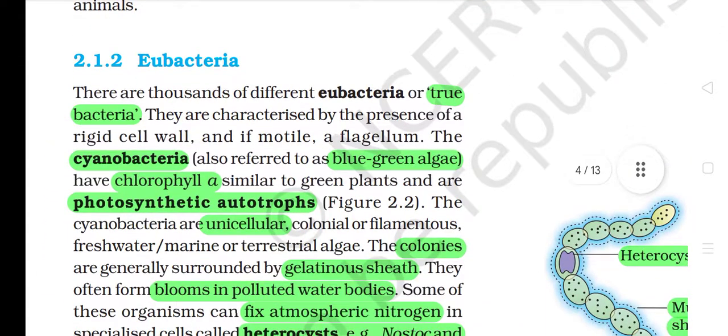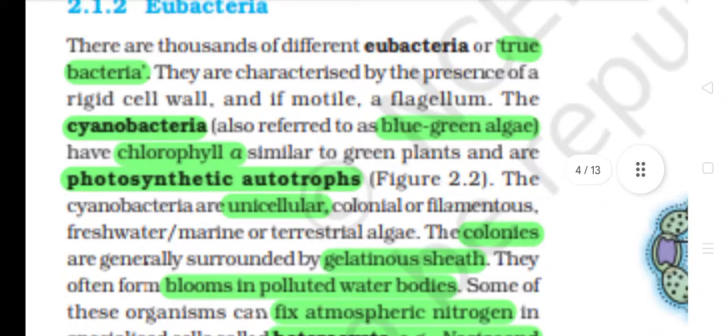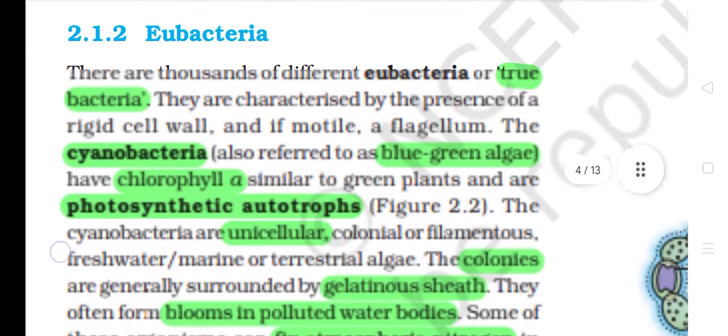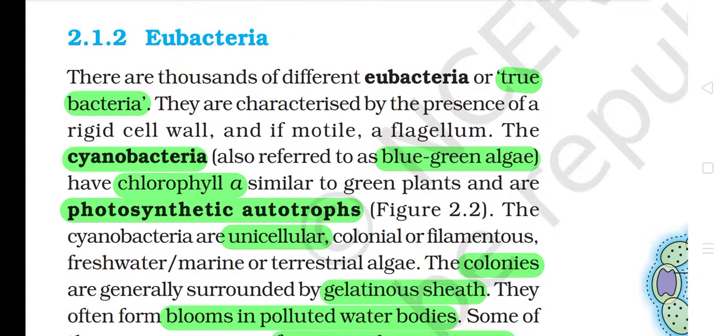2.1.2 Eubacteria. There are thousands of different eubacteria or true bacteria. They are characterized by the presence of a rigid cell wall and, if motile, a flagellum. The cyanobacteria, also referred to as blue-green algae, have chlorophyll a similar to green plants and are photosynthetic autotrophs. The cyanobacteria are unicellular, colonial, or filamentous, freshwater, marine, or terrestrial algae. The colonies are generally surrounded by a gelatinous sheath.